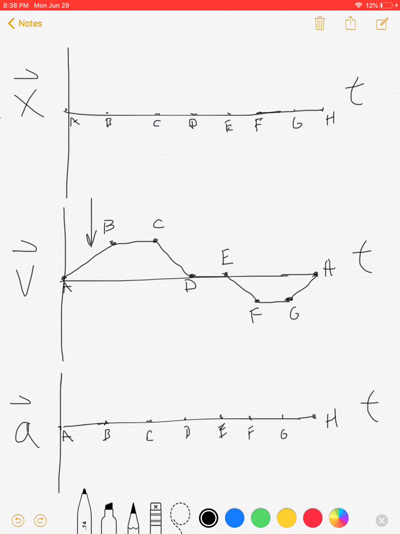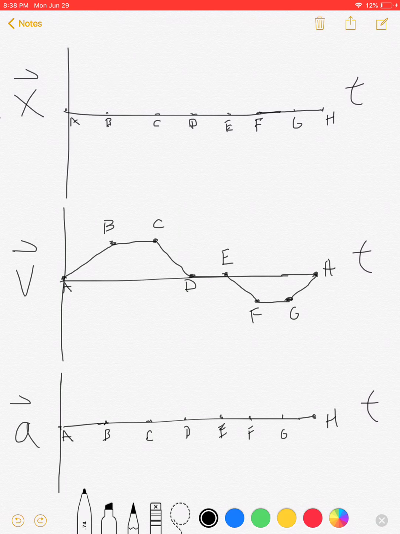Then the opposite is true. If you're here, let's look at this region. If your velocity is decreasing, that means your position function will be concave down. Your slope will be decreasing, because remember, velocity is the slope of position. So velocity decreasing means slope is decreasing. It's approaching 0.